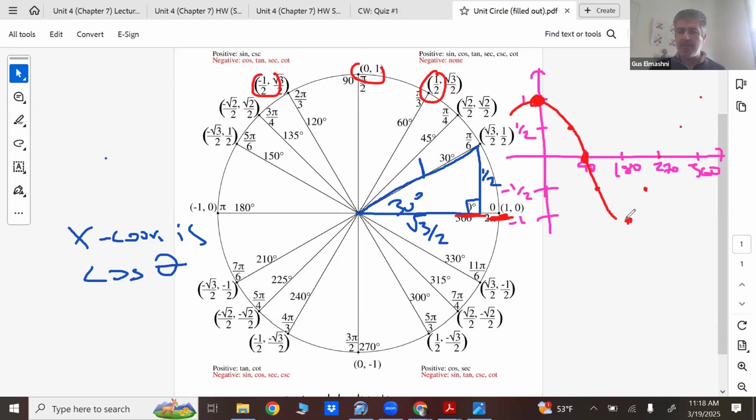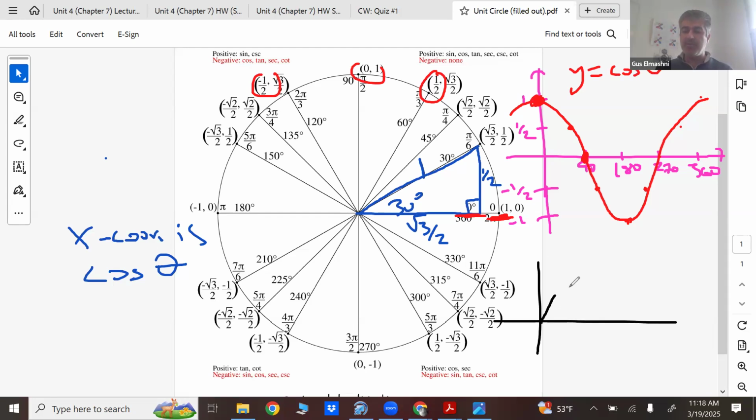Isn't that what we just did with the sine graph? Yeah, that's a cosine graph. What's the difference between that and the one we did for the Ferris wheel problem? Great question. It's still the same thing, but it's shifted.